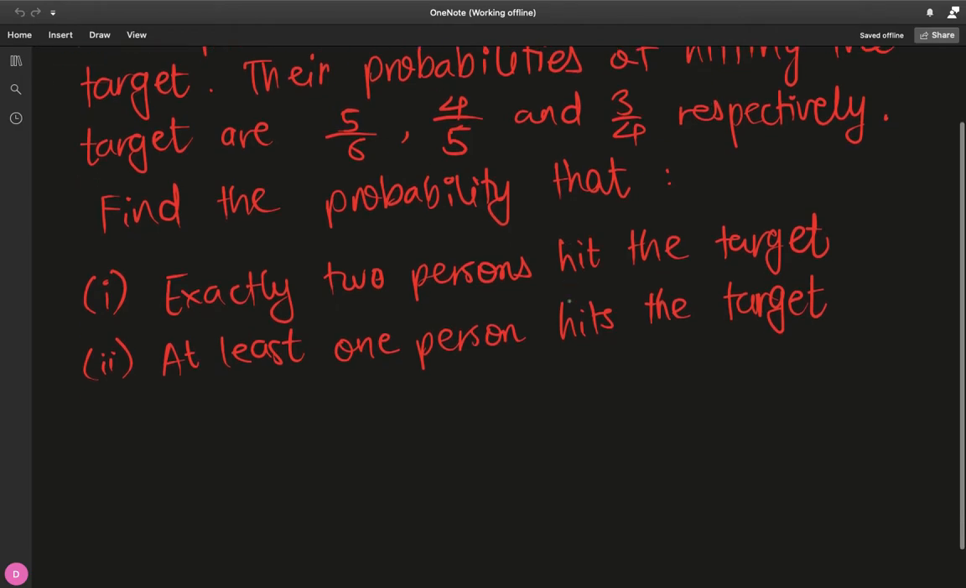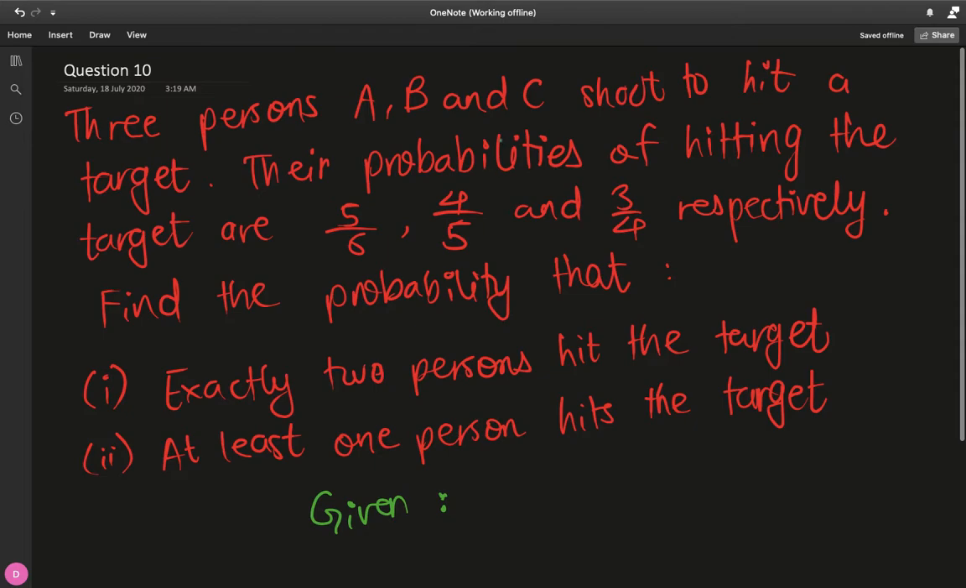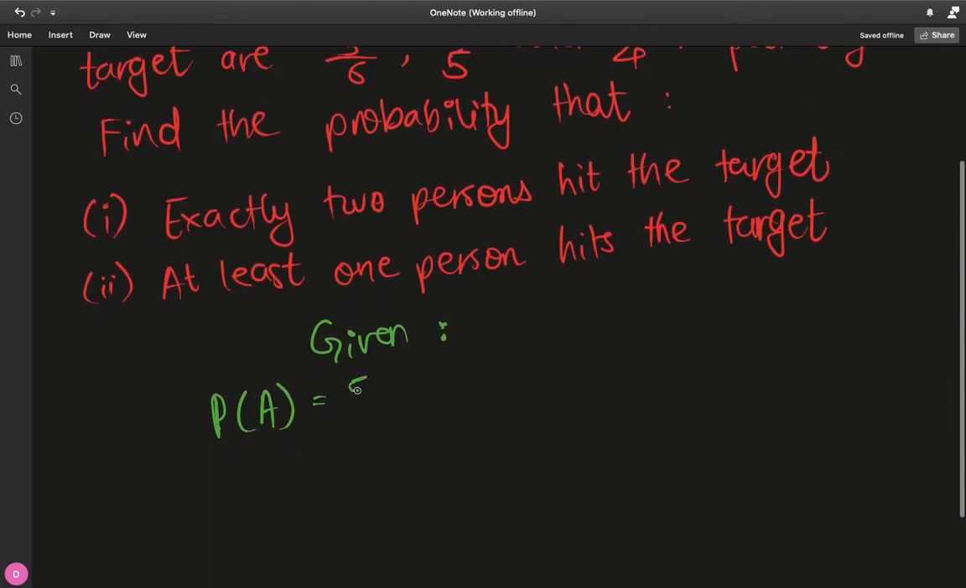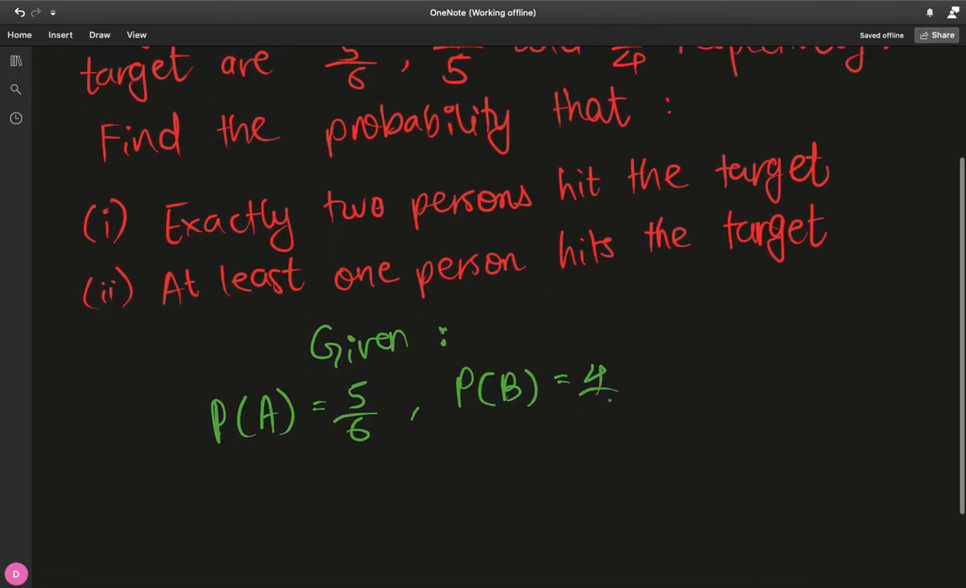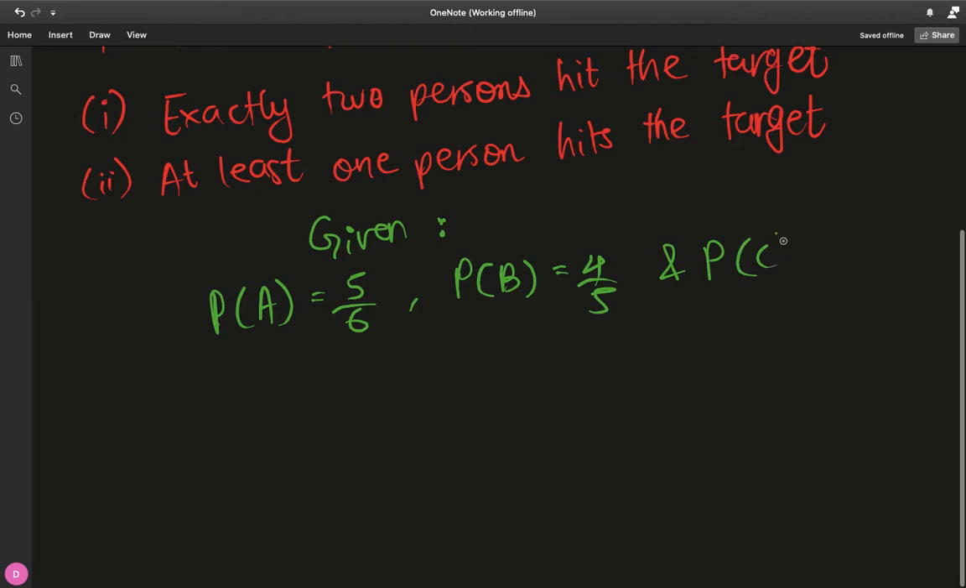So now what we're going to do is start with what's given to us, basically converting the problem from words to mathematics. So we have 3 persons hitting a target and the probability of each of those events occurring is given. So P of A, let's call that the probability that A hits the target, is 5 over 6. And the probability of B hitting the target is given to be 4 over 5. And the probability that C hits the target, P of C, is then 3 over 4. Fair enough.